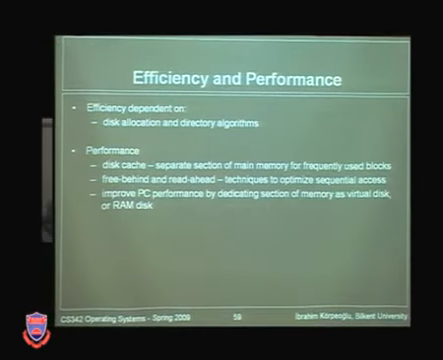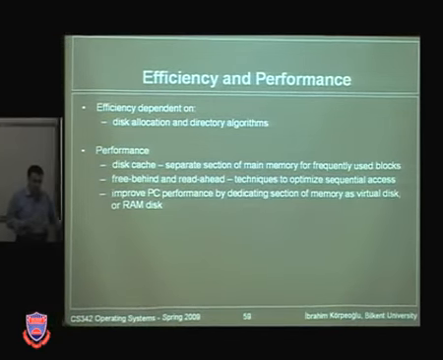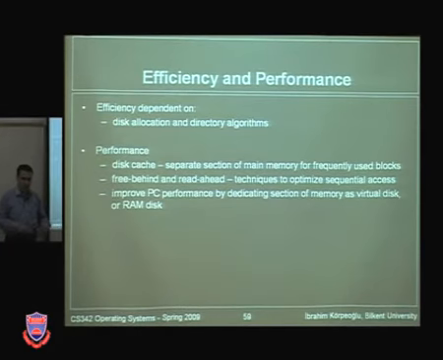So we will now talk about that a little bit. So efficiency depends on the disk allocation algorithms, how you allocate the blocks to a file, plus the directory algorithms, okay, how you structure your directory, how do you search your directory, what kind of structures you use, and the algorithms to search the directory and so on. They are all important for the efficiency and for the performance, for the speed of the file system.